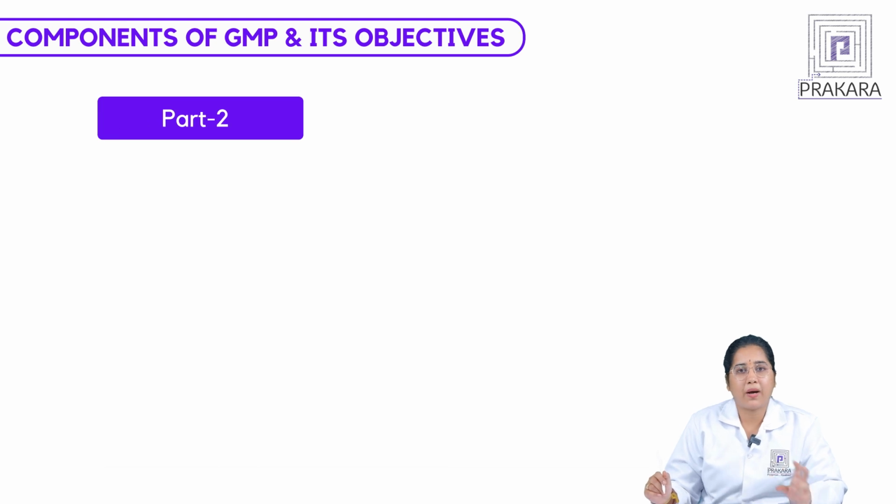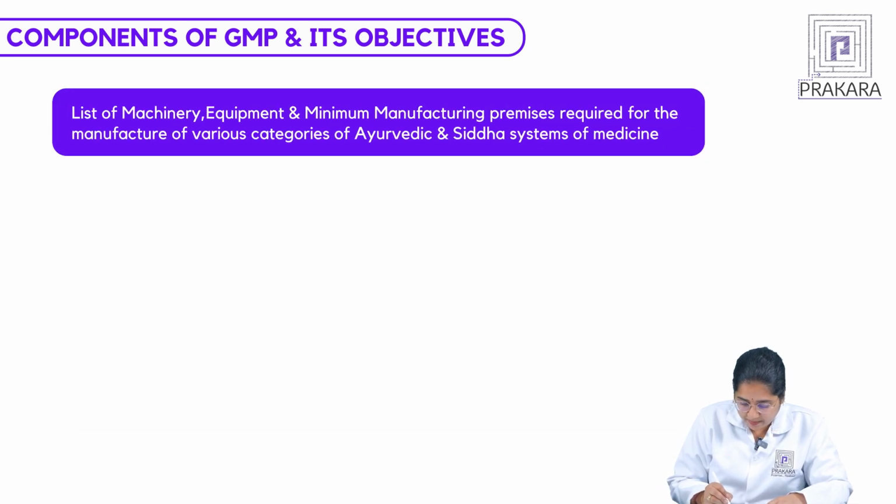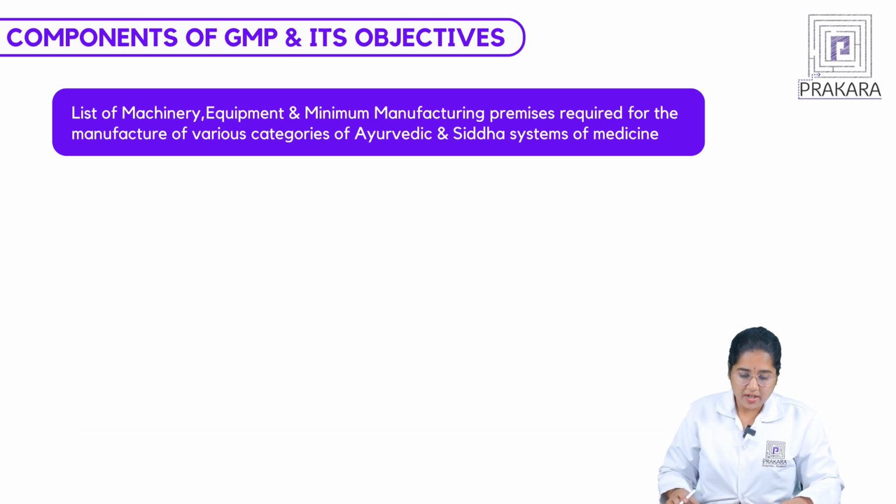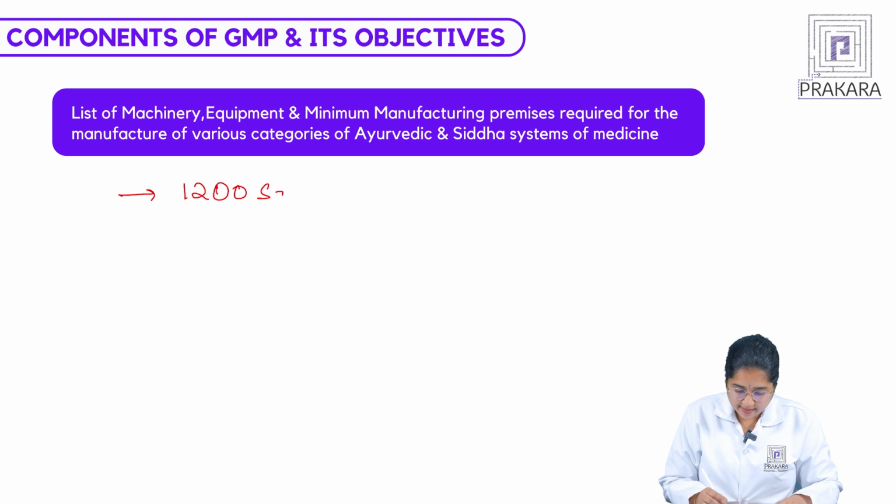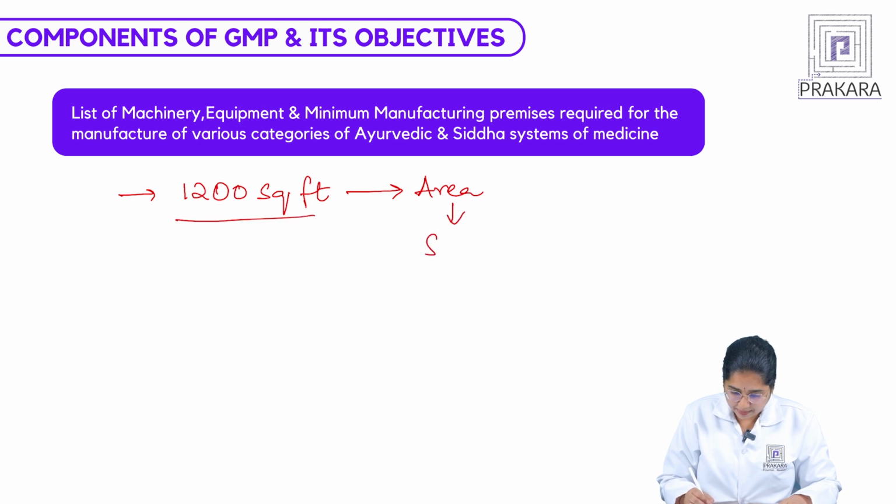Now we will discuss the part 1 GMP guidelines we have seen. Then part 2. So what is there in part 2? See, in part 2, there is a list of machinery, equipment, and minimum manufacturing premises required for the manufacture of various categories of Ayurveda and Siddha system of medicine. See, for manufacturing, definitely we require some particular area, right? Here, how much area is minimum? 1200 square feet covered area with separate cabins. This is the area size. In that we should have separate cabins or partitions for each activity.